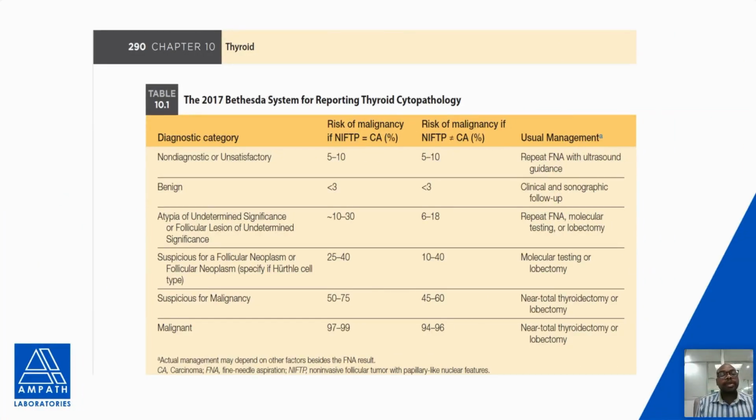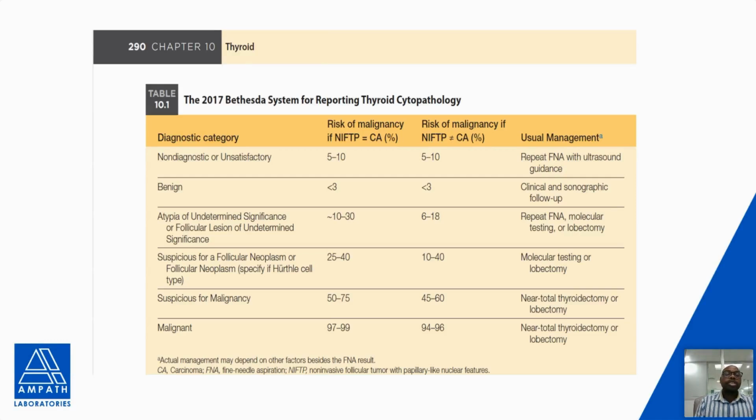Now I'm going to go through the 6 diagnostic categories in the Bethesda system for reporting thyroid cytopathology. The first one is non-diagnostic or unsatisfactory. The second one is benign lesion. The third one is atypia of undetermined significance or follicular lesion of undetermined significance. The fourth category is suspicious for follicular neoplasm or follicular neoplasm, and in this category you also have Hurthle cell neoplasm or suspicious for Hurthle cell neoplasm. The 5th category is suspicious for malignancy, and the last and 6th category is malignancy.